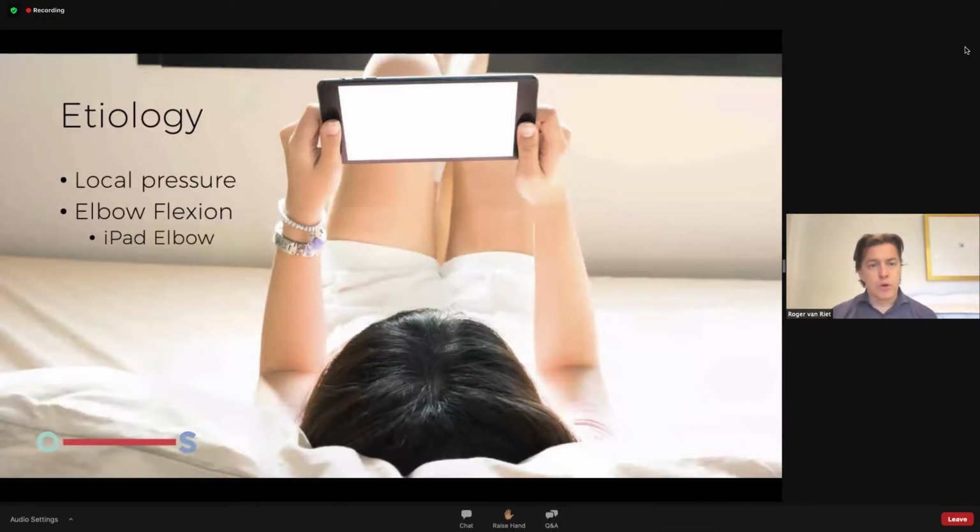Etiology: definitely local pressure plays a role, so avoid local pressure in patients that have symptoms. Prolonged elbow flexion also matters, and our colleague Ali Nourani very recently coined the term iPad elbow, which I think is correct. This position in bed, local pressure on the ulnar nerve, and prolonged elbow flexion. Obviously, it can happen with the cell phone as well, but these are two things that contribute to ulnar nerve symptoms.